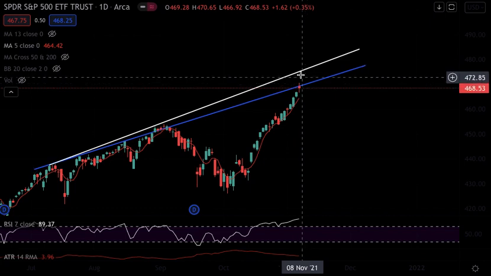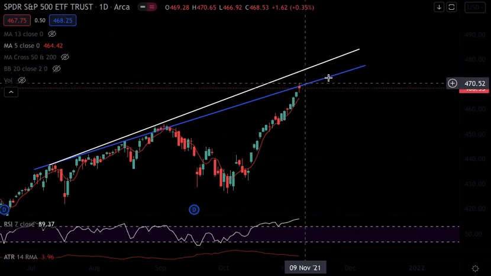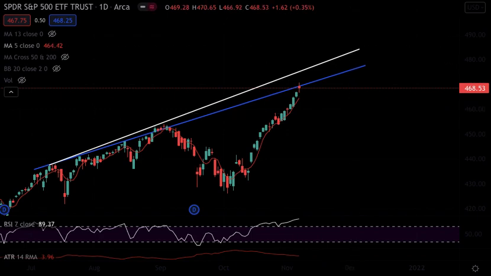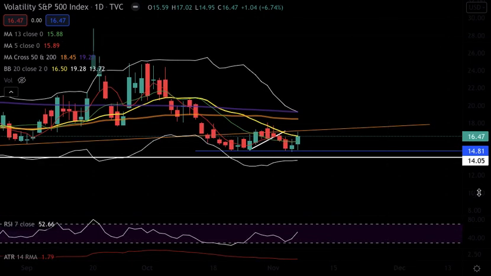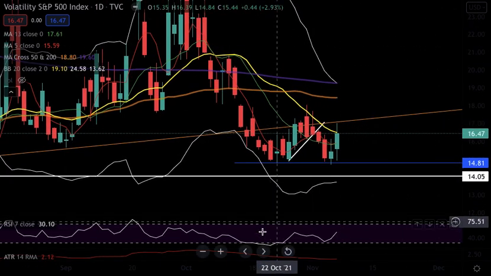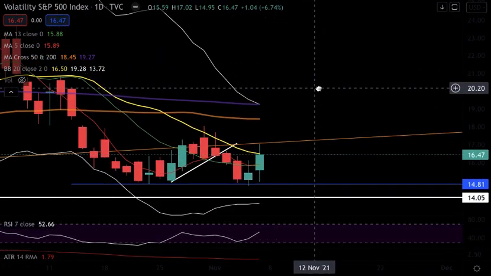Okay, guys? Watch the 5-day moving average. And also watch if we get the breakout level. And if we break out again, watch if it holds. Let the price action guide you. Now let's take a look at the VIX. VIX is showing some bullish momentum.